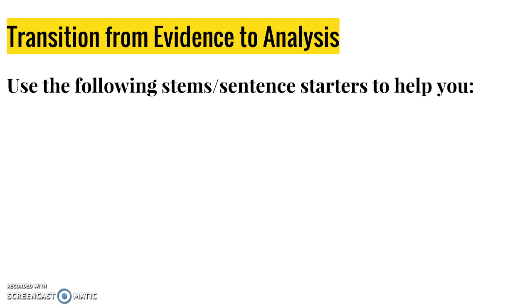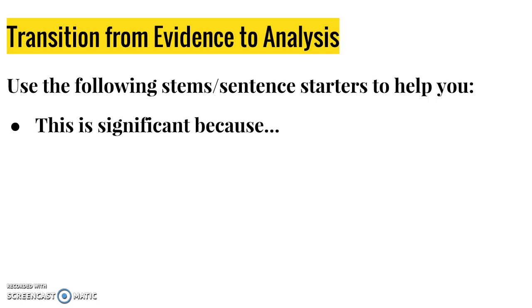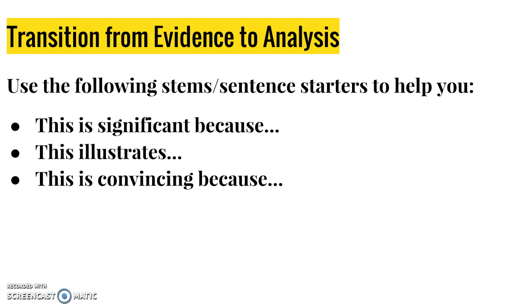You want to have some sentence starters here too. Tell us, this is significant because, and explain why that evidence is significant. Show us what this illustrates. This is convincing because, this relates to. And you could tie it to the real world if you needed to. Go beyond the text, it's cool. But these are the things that you want to do. We'll look at some examples now.